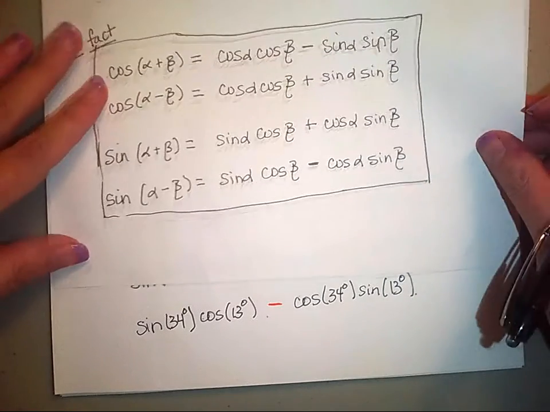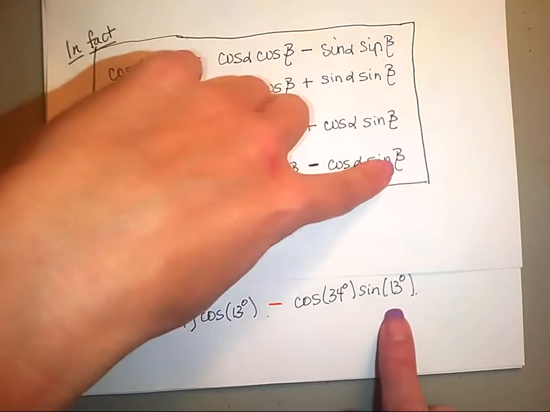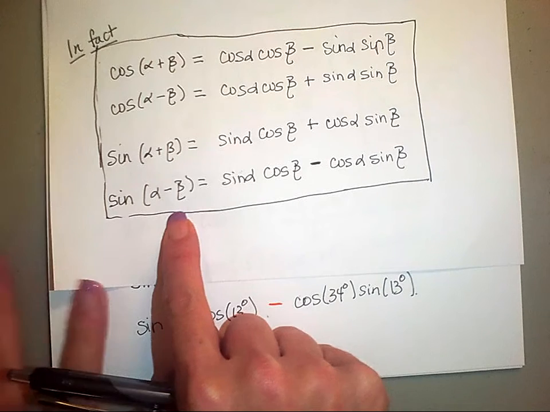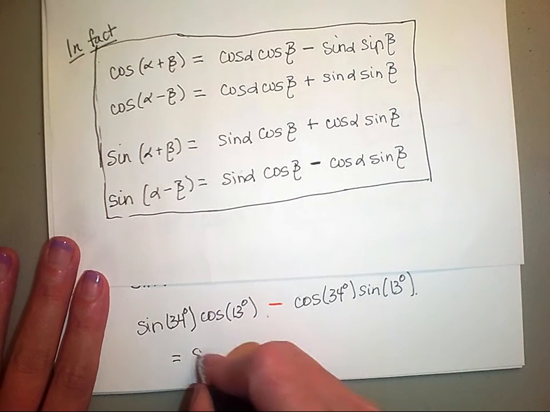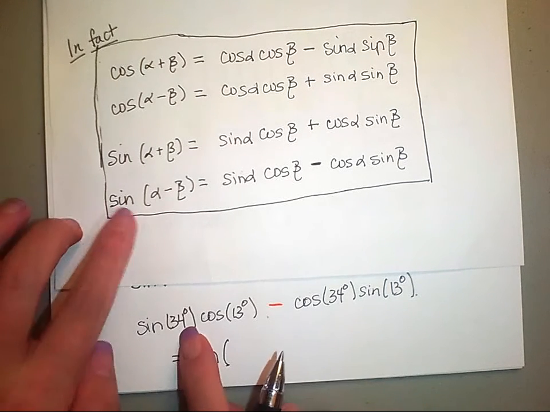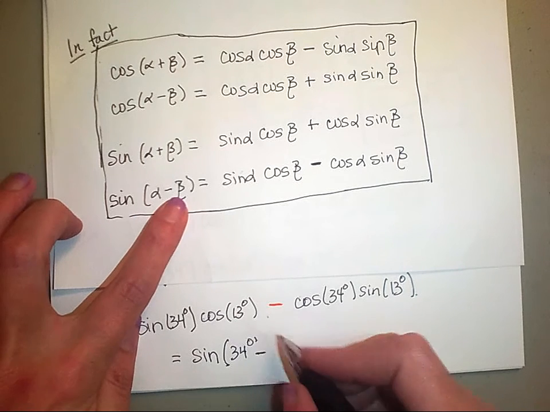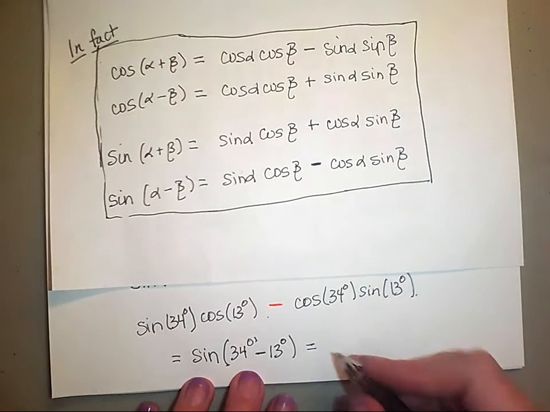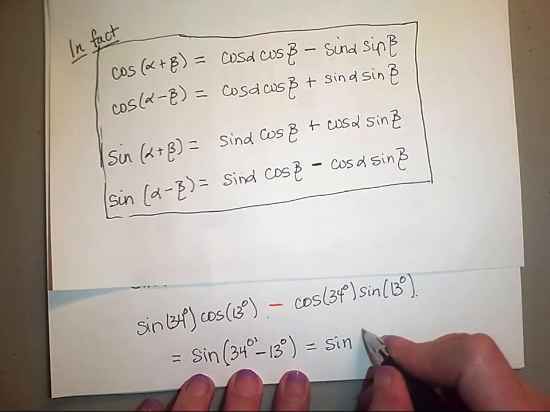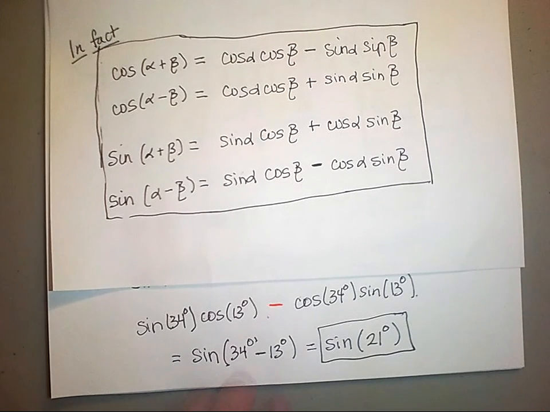And now we can reference our list again. So here I have a sine and a cosine of alpha and beta with the minus, and then the cosine of alpha and beta. So that means this is of the form sine of alpha minus beta. So this is equal to the sine, but in this case, alpha is 34 degrees, and then beta is 13 degrees. So this really represents, now we can simplify inside of here, the sine of 21 degrees. So we have simplified it.